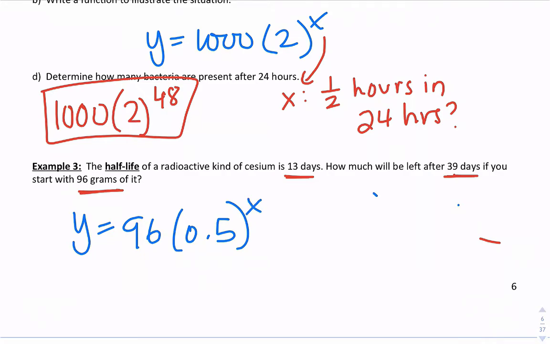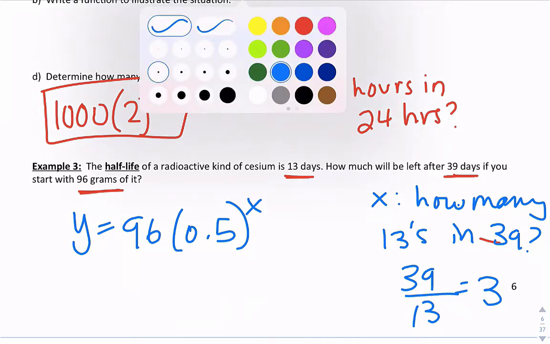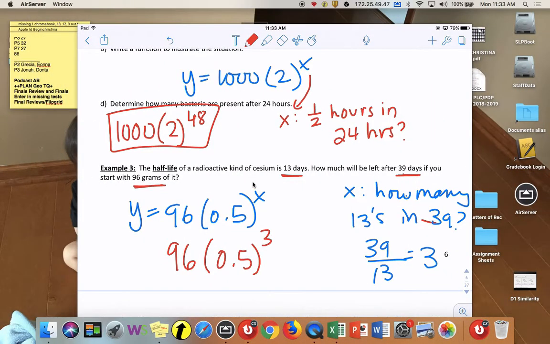And X is how many 13s are there in 39 days? So we divide. 39 divided by 13, there's 3. So 13 goes into 39 3 times, and that is what X is. So in our calculator, we'll type in 96 times 0.5 to the third power, because it splits in half every 13 days, and there's 3 of those in 39 days.